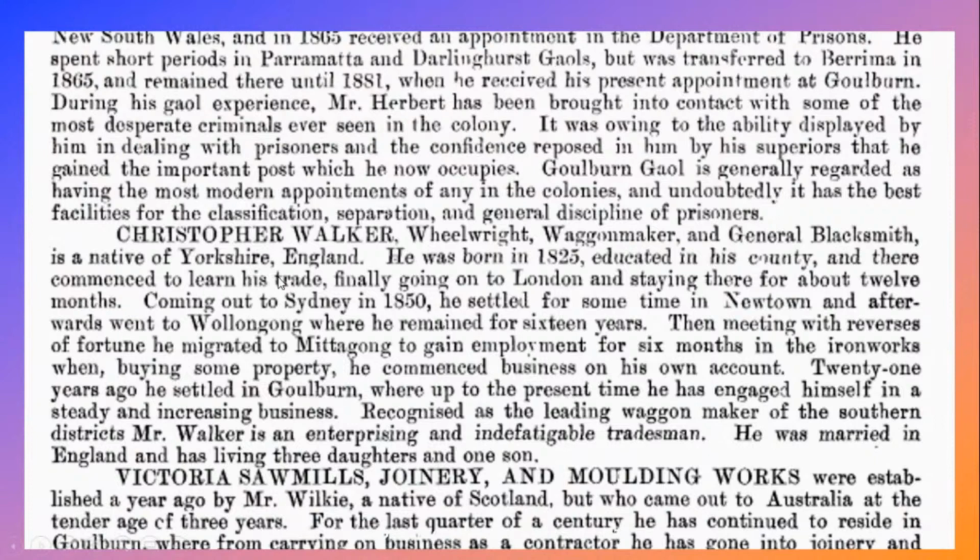He's from Yorkshire. He's born in 1825. He learned his trade there. He went to London, came to Sydney in 1850, spent time in Newtown, Wollongong, Mittagong, and finally settled in Goulburn. That's the sort of information that you might not find about his travels in between his birth and his death. And the entry underneath is for a sawmill, joinery, and moulding works. And so businesses could also have these little histories because their founding person was notable in the community.